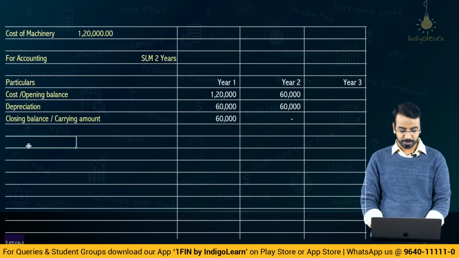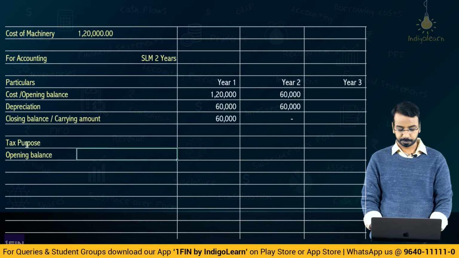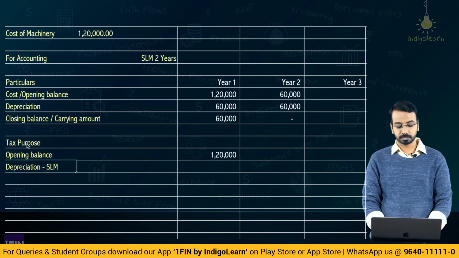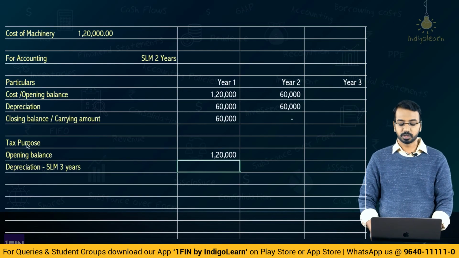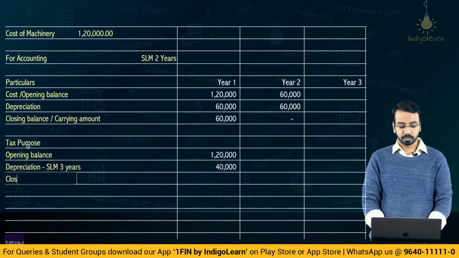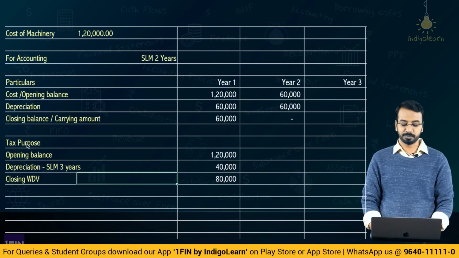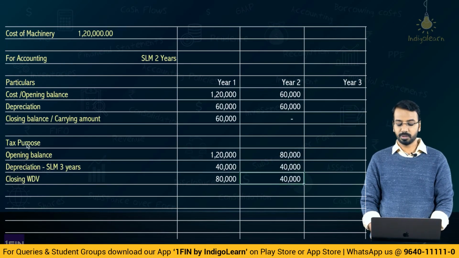Then, for tax purpose, what is the opening balance? 1,20,000 for year 1. Depreciation, assume for a moment it is SLM and for 3 years. So, SLM for 3 years means 1,20,000 divided by 3, 40,000. Closing WDV is 120 minus 40, you get 80. Then next year 80 minus 40, closing balance is 40. Then 40 minus 40, closing balance is 0.